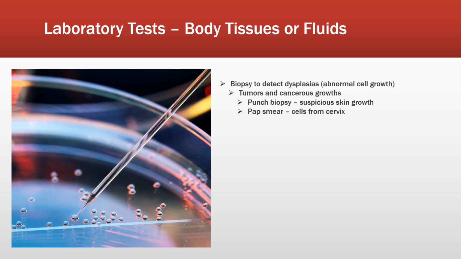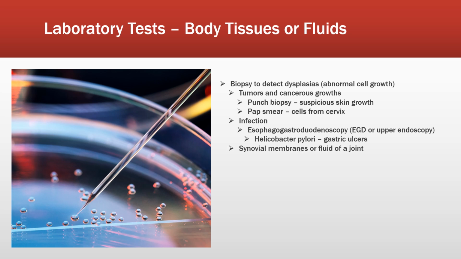Biopsies of other tissues and fluids may be used to detect infection. The GI tract may be biopsied during an esophagogastroduodenoscopy, or EGD, also called an upper endoscopy, to detect the presence of the bacteria Helicobacter pylori, which contributes to the formation of gastric ulcers. Synovial membranes and fluid located within a joint may also be obtained during a fine needle aspiration or biopsy to detect infection, gout, or specific autoimmune disorders.